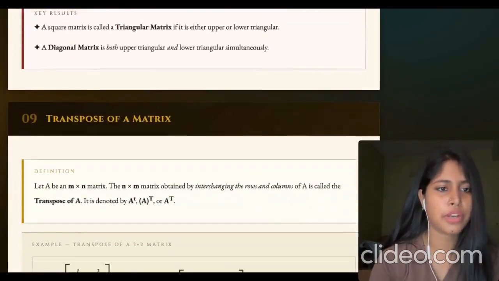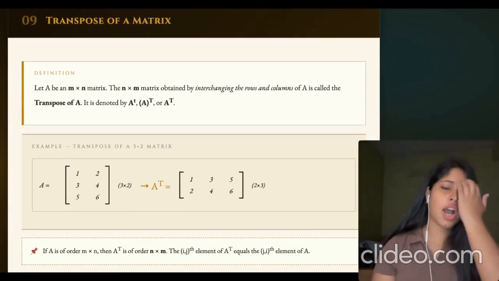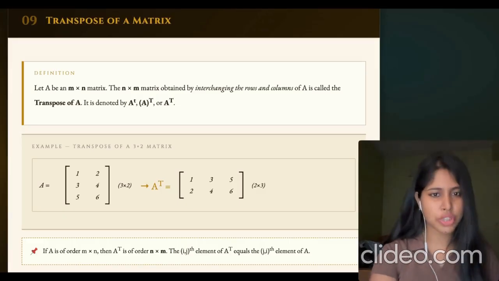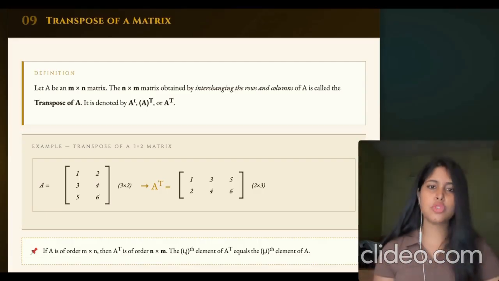Triangular matrix is done. Okay, transpose of a matrix. Now how do we understand transpose of a matrix? See, the transpose of a matrix A is obtained by interchanging its rows and columns. If A is m cross n, then transpose will be n cross m. Just that. It is denoted as what? A superscript capital T or small t.